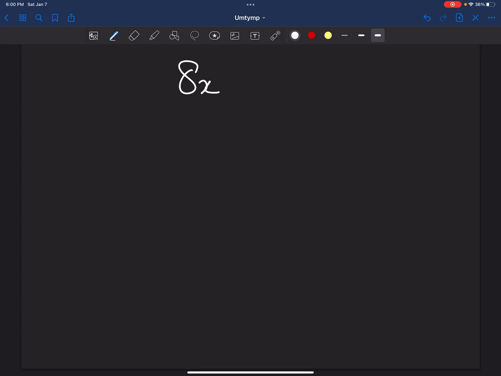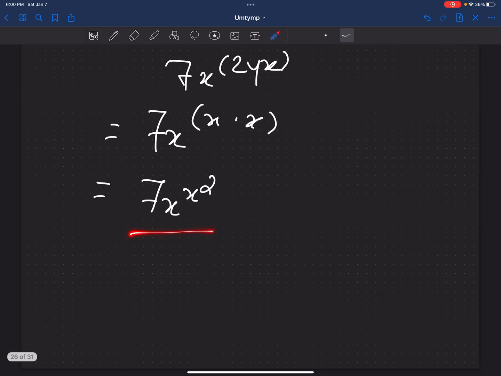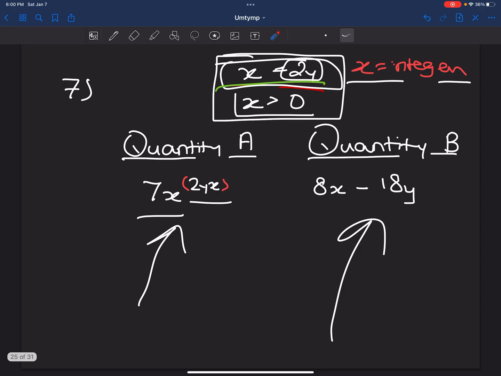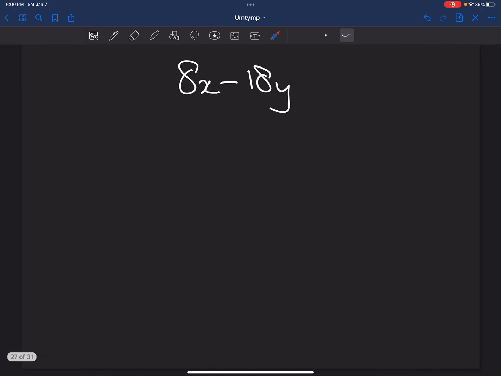So next is 8x minus 18y. Once again, we do need to find this in terms of x, because that's what we did here. Finding this in terms of y would be a real pain, so don't do it. In order to convert this in terms of x, we have to go back to the fact that x is equal to 2y. So in terms of y, that would just be y is equal to x over 2.